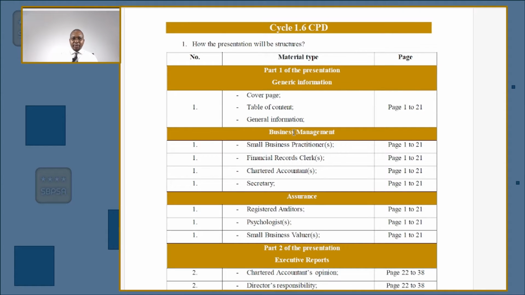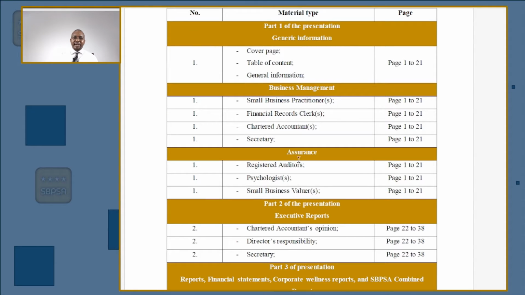Then we go to the next part of part 1, where we'll be talking about small business practitioners. We'll be talking about financial records clerks, the chartered accountant, and the secretary. This is a sensitive issue. We are not expecting that everybody will have a secretary, but if there is a chartered accountant there, because this is a small business, the secretarial work should be much easier. So the chartered accountant will also be doing the work of the secretary there. Then also in part 1, we'll be dealing with assurance, where we'll be dealing with registered auditors.